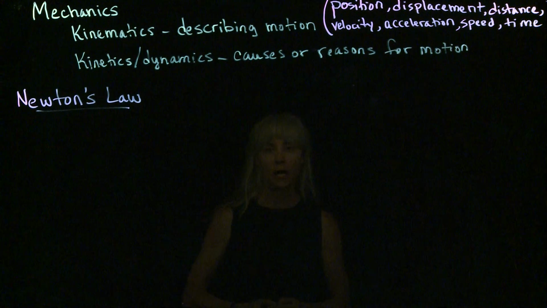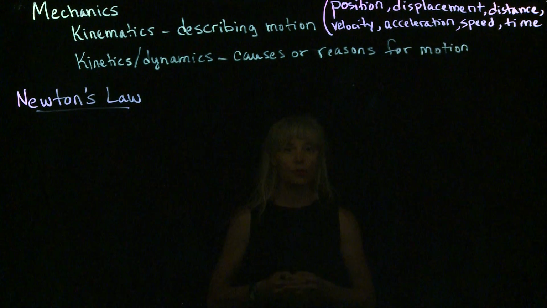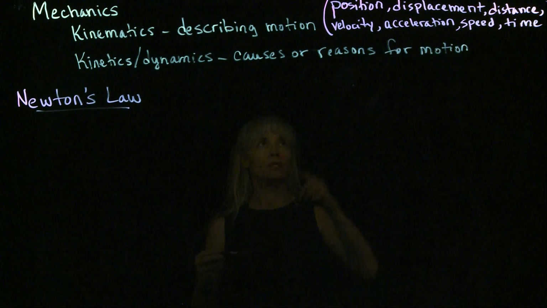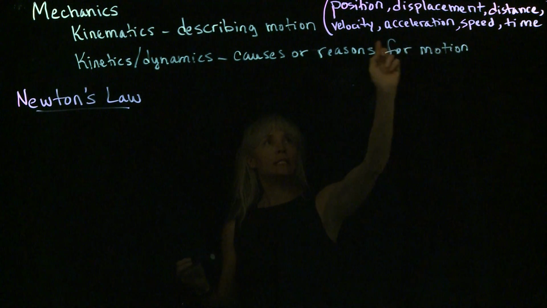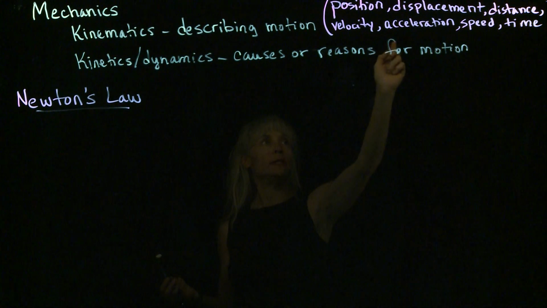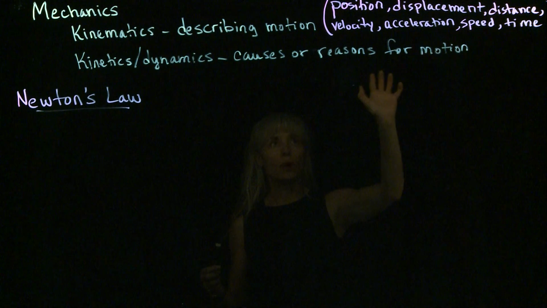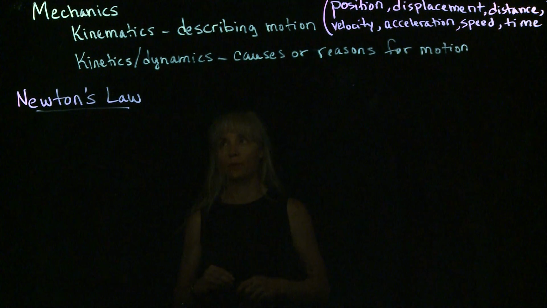So what kind of quantities do we need to be familiar with to be able to describe an object's motion? Well, we studied those in the previous videos. An object's position, its displacement, the distance, its velocity, its acceleration, its speed at a certain time. All of these quantities are important in being able to fully describe an object's motion.